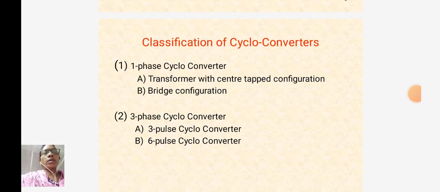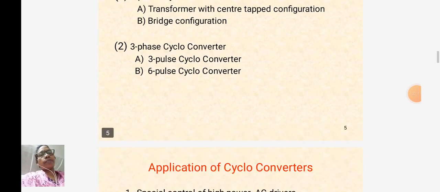The classification of cycloconverters is single phase and three phase. In single phase cycloconverters, there is the transformer with center tapped configuration and the bridge configuration. In three phase cycloconverters, there are 3 pulse cycloconverters and 6 pulse cycloconverters.